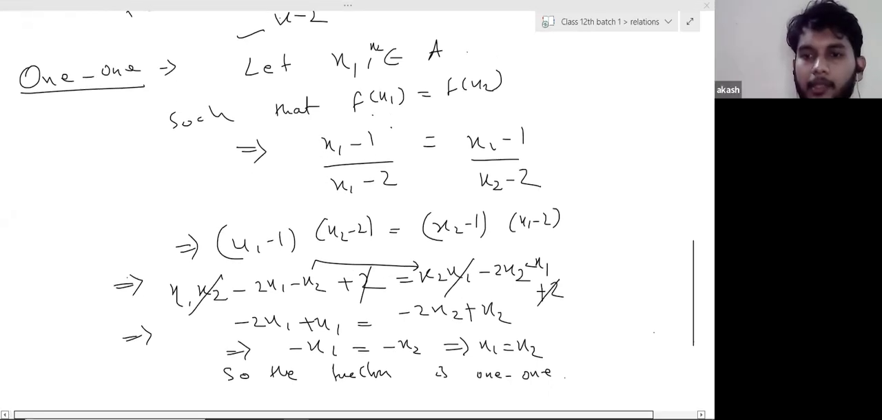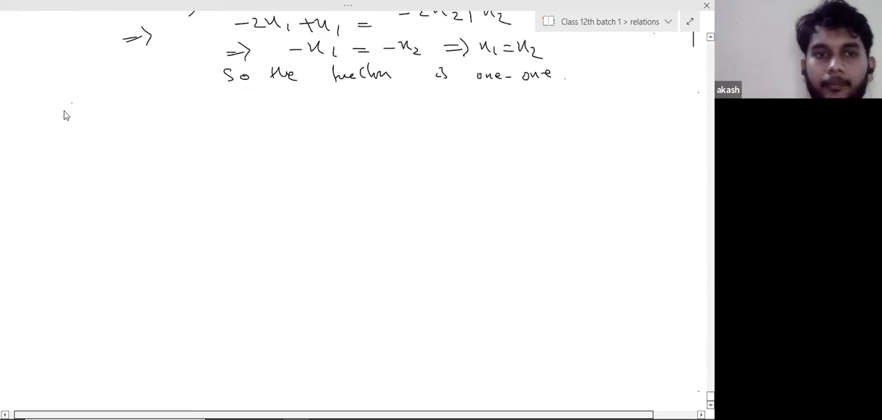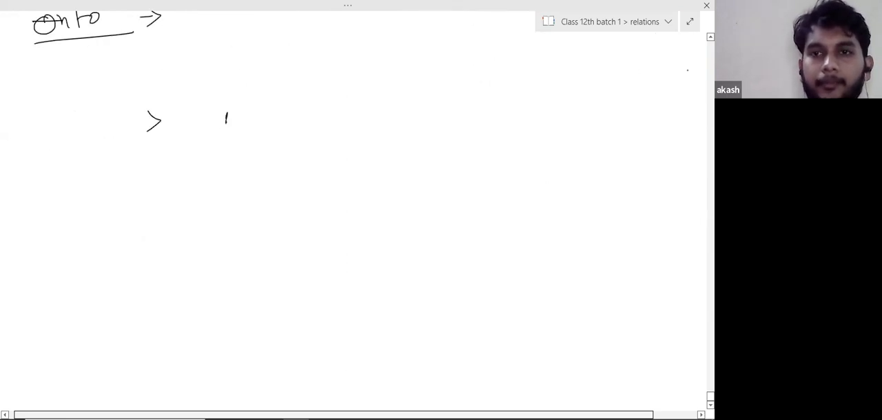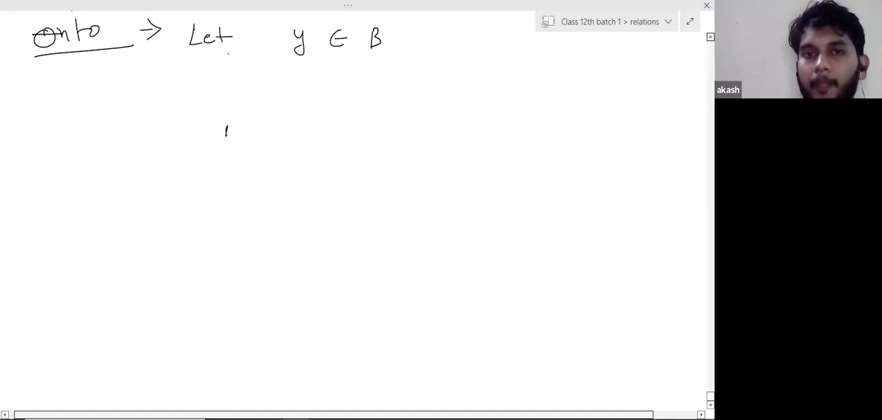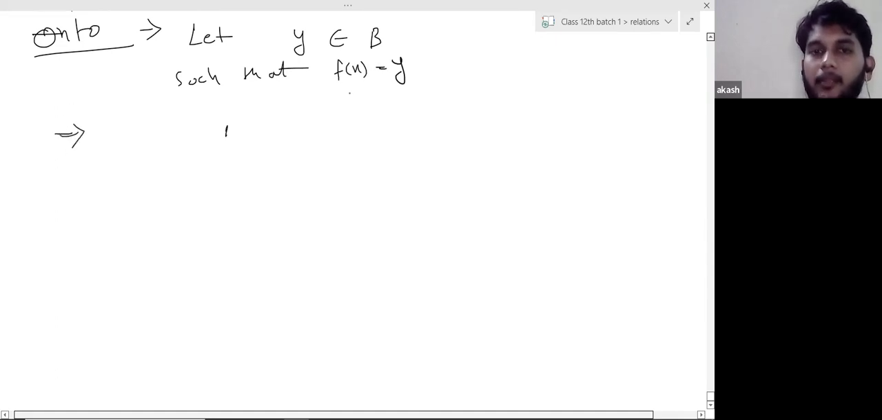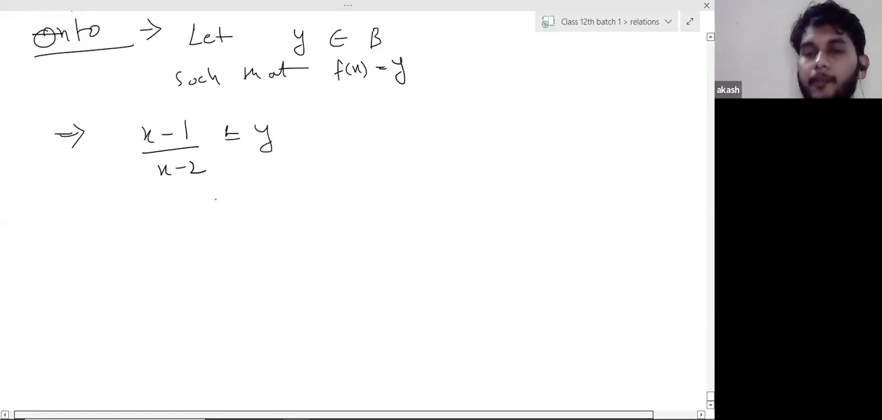So how to check onto function? I hope you remember that method. Let y belongs to B such that f of x equals y. This is the first step. This implies that f of x is x minus 1 upon x minus 2 equals y.